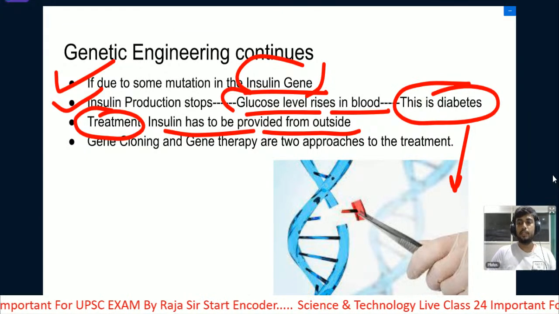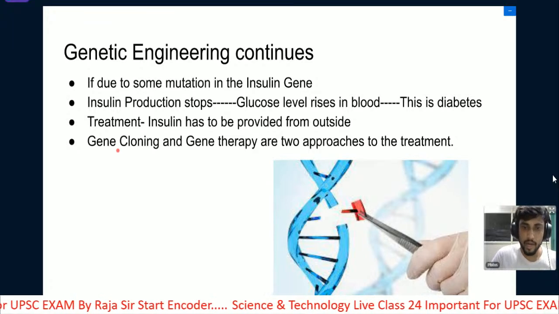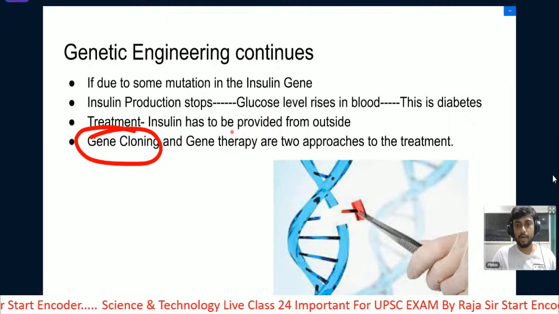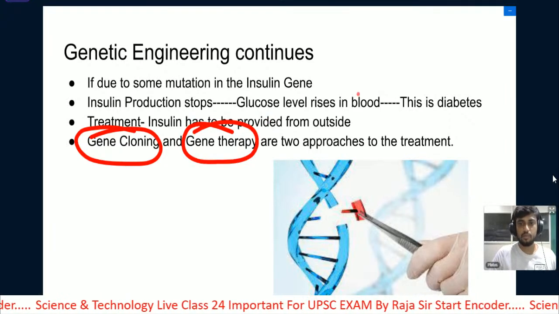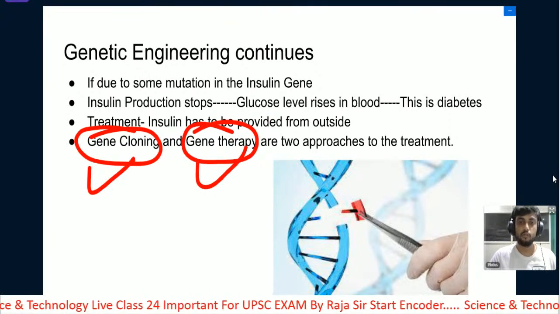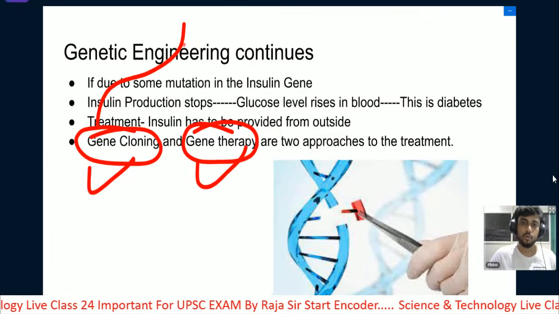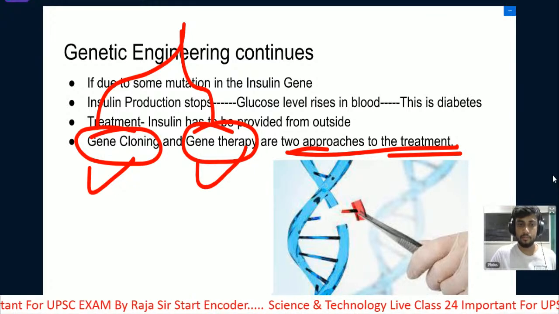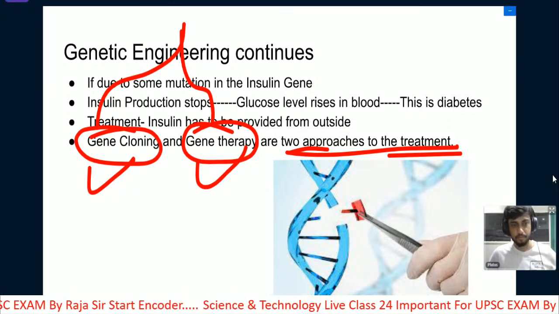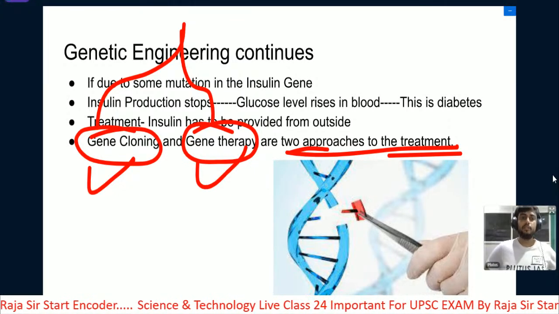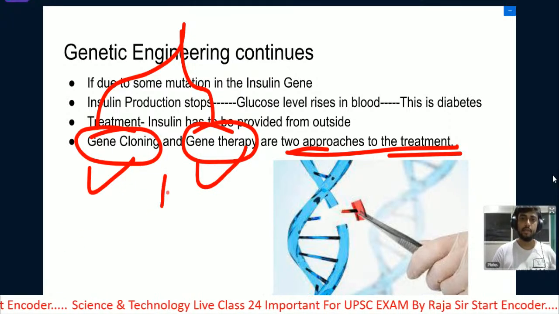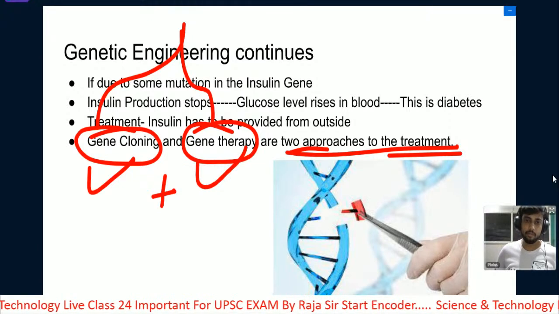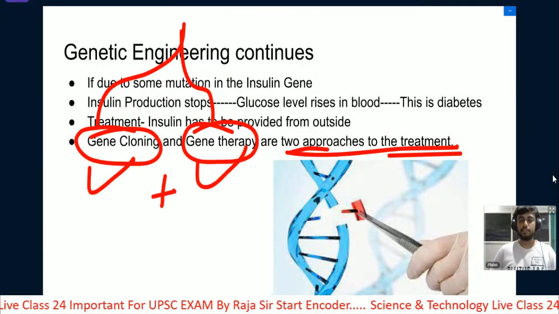So how will we treat this person? We will treat him either by using gene cloning, which I will explain, or by doing gene therapy. These are two approaches of genetic engineering, both approaches to treatment. So gene cloning plus gene therapy is genetic engineering.